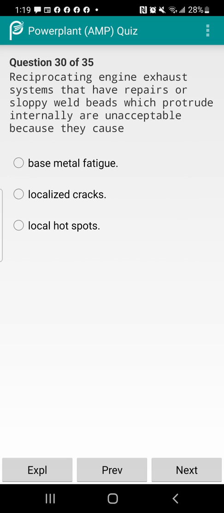Reciprocating engine exhaust systems that have repairs or sloppy weld beads which protrude internally are incapable because they cause local hotspots.